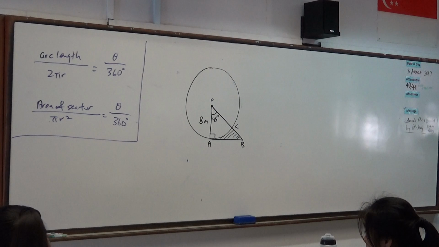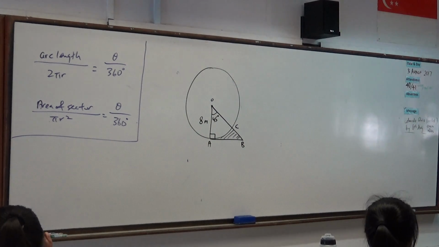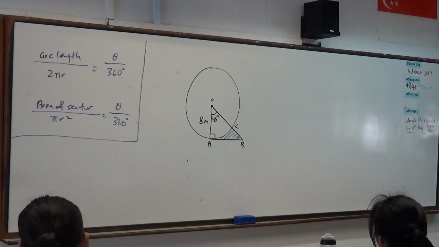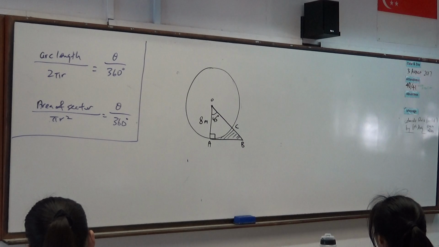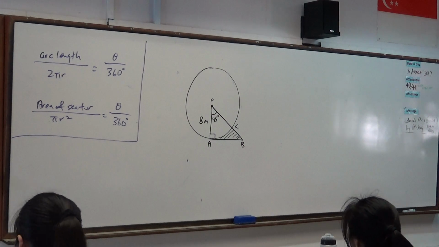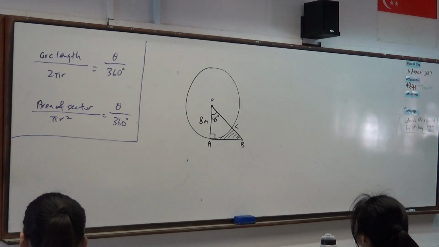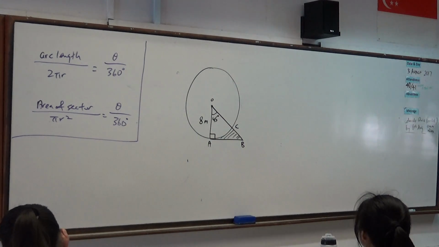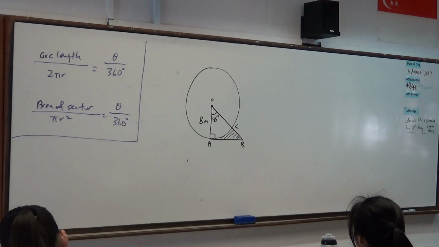In the figure, O is the center of the circle of radius 8 meters. The points A and C lie on the circumference of the circle, and OCB is a straight line. Given the angle AOB is 45 degrees and OA is perpendicular to AB, find the perimeter of the shaded region ABC.